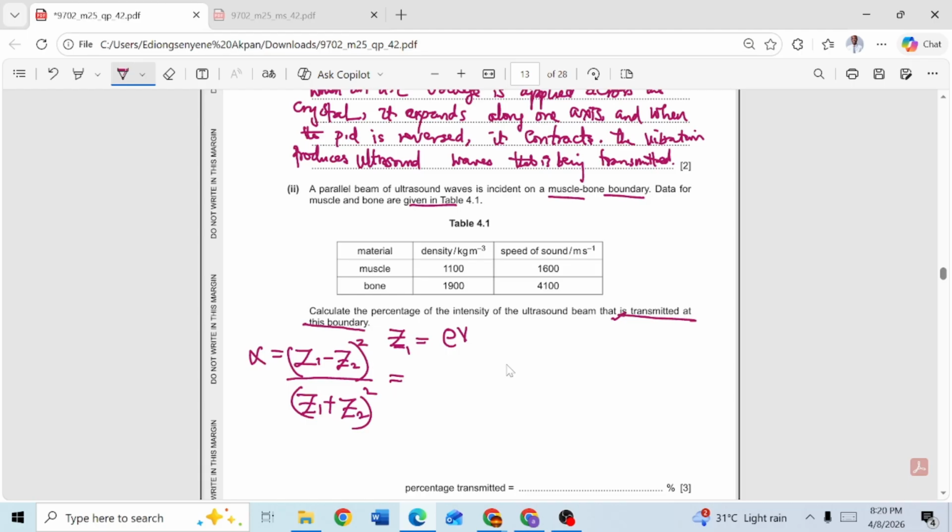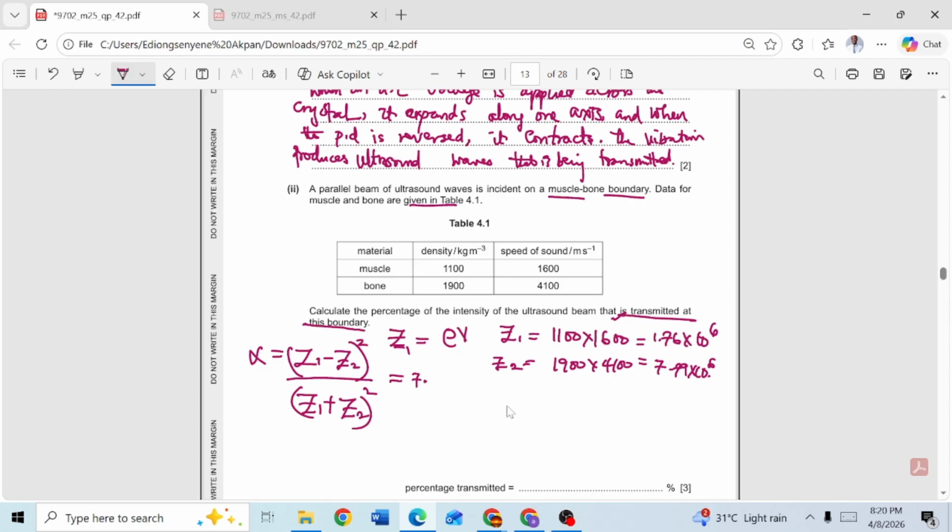Let's substitute the values. First, let's find the impedance. The first impedance, for muscle, will be 1100 times 1600, and that will give us 1.76 times 10 raised to the power of 6. The second one, which is bone, 1900 times 4100. This will give us 7.79 times 10 raised to the power of 6. Having written this, let's use it to answer the question.